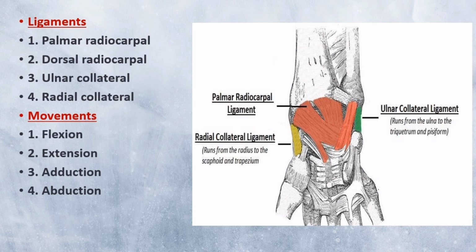Flexion, produced mainly by the flexor carpi ulnaris, flexor carpi radialis, with assistance from the flexor digitorum superficialis. Extension, produced mainly by the extensor carpi radialis longus and brevis, and extensor carpi ulnaris, with assistance from the extensor digitorum. Adduction, produced by the extensor carpi ulnaris and flexor carpi ulnaris. Abduction, produced by the abductor pollicis longus, flexor carpi radialis, extensor carpi radialis longus and brevis.